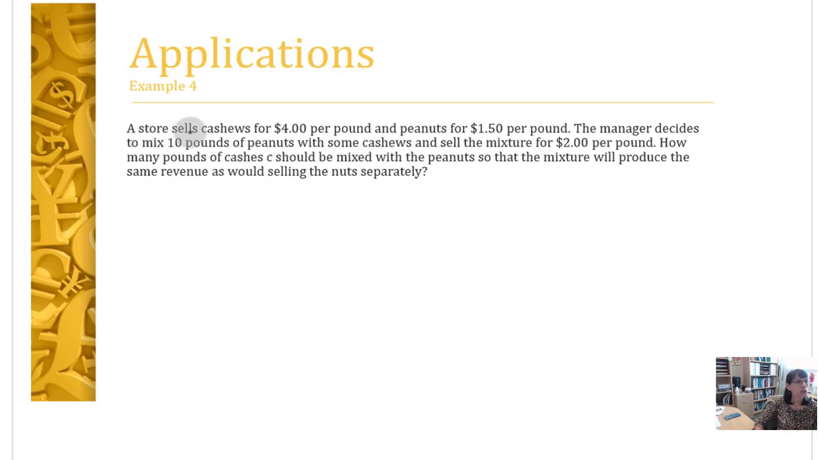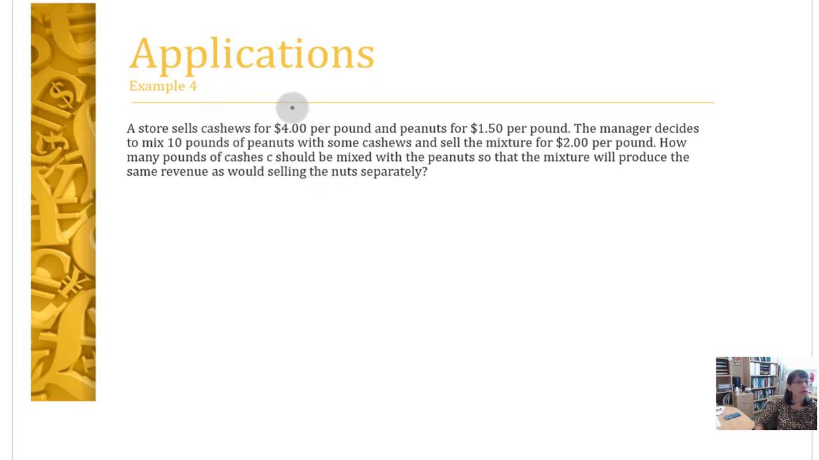In this application, a store sells cashews for $4 per pound and peanuts for $1.50 per pound. The manager decides to mix 10 pounds of peanuts with some cashews and sell the mixture for $2 per pound. How many pounds of cashews, which we'll let equal C, should be mixed with the peanuts so that the mixture will produce the same revenue as would selling the nuts separately?